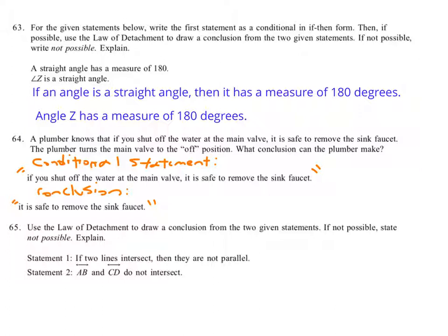It says, if two lines intersect, then they are not parallel. So we need to meet this condition, that the two lines intersect, then we can say this. But lines AB and CD do not intersect. We don't have information about what happens when they don't intersect. We only have information about what we can conclude if they do intersect. And since they didn't confirm that the hypothesis is true, then we don't know anything about the conclusion. So we're going to say not possible.